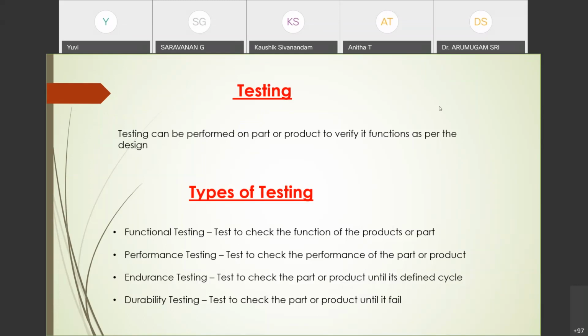The final test is the durability test. A durability test is a test to check the part or product until it fails. Same as the endurance test, we continue until the part fails, so that we can find out the life cycle of the part or product. So these are the types of testing.